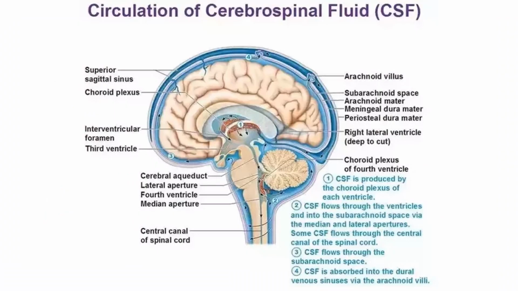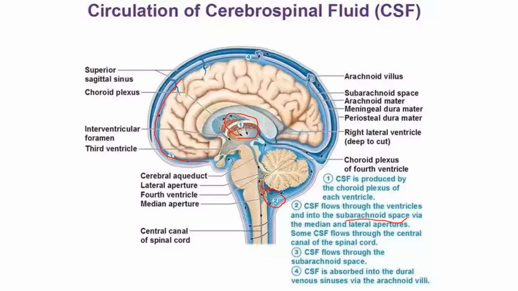So this is the circulation of your cerebrospinal fluid. So again, the CSF is produced from the choroid plexus of each ventricle in this part. Okay, and then CSF flows through the ventricles and into the subarachnoid space via the median and lateral apertures, and some of the CSF flows through the central canal of the spinal cord. So this is the second part. And then CSF flows through the subarachnoid space. So this is the subarachnoid space.